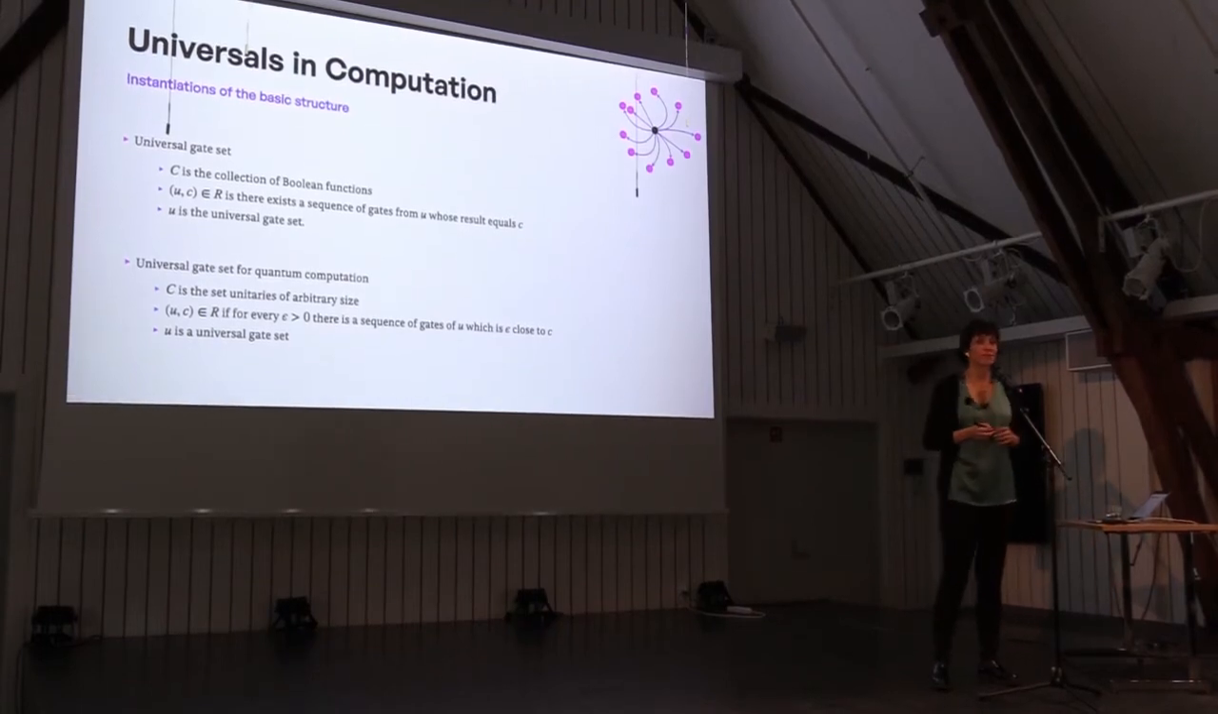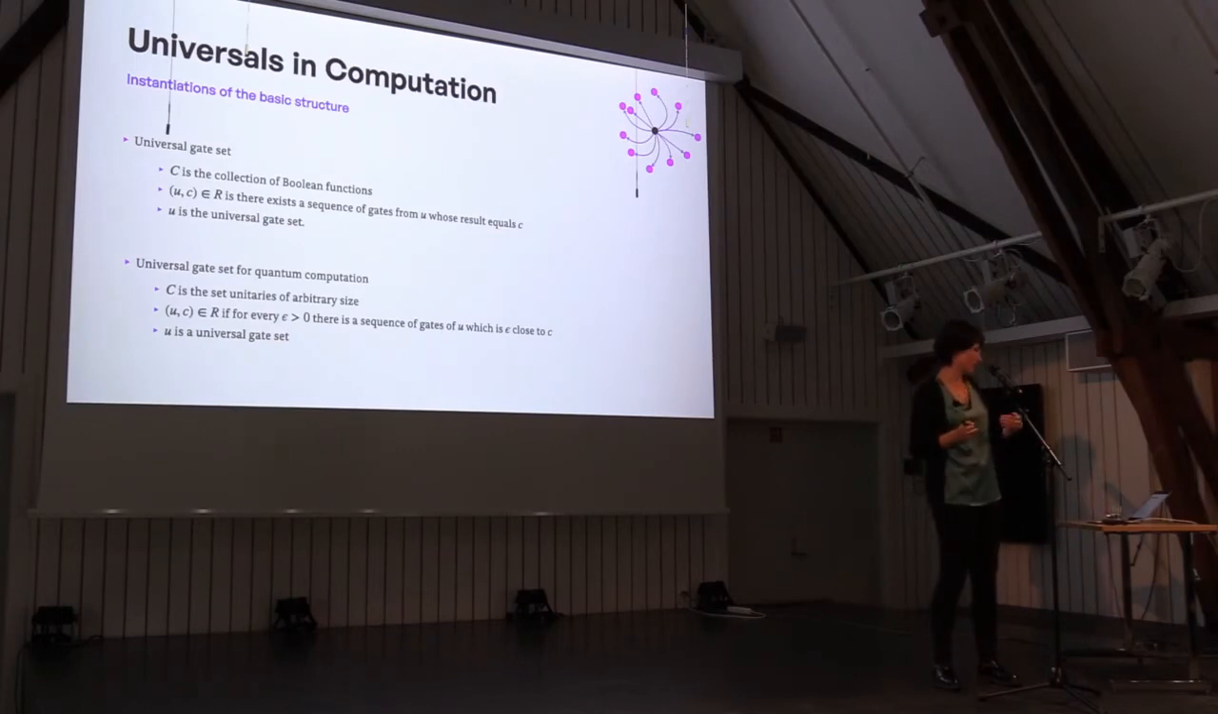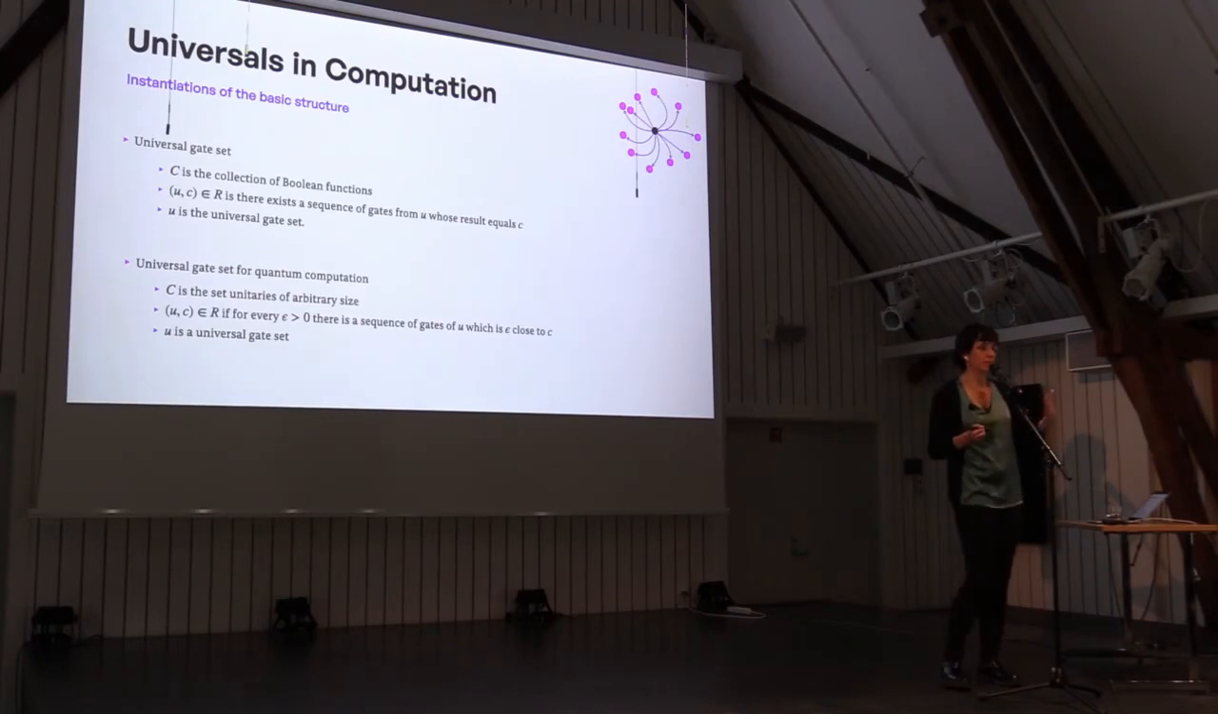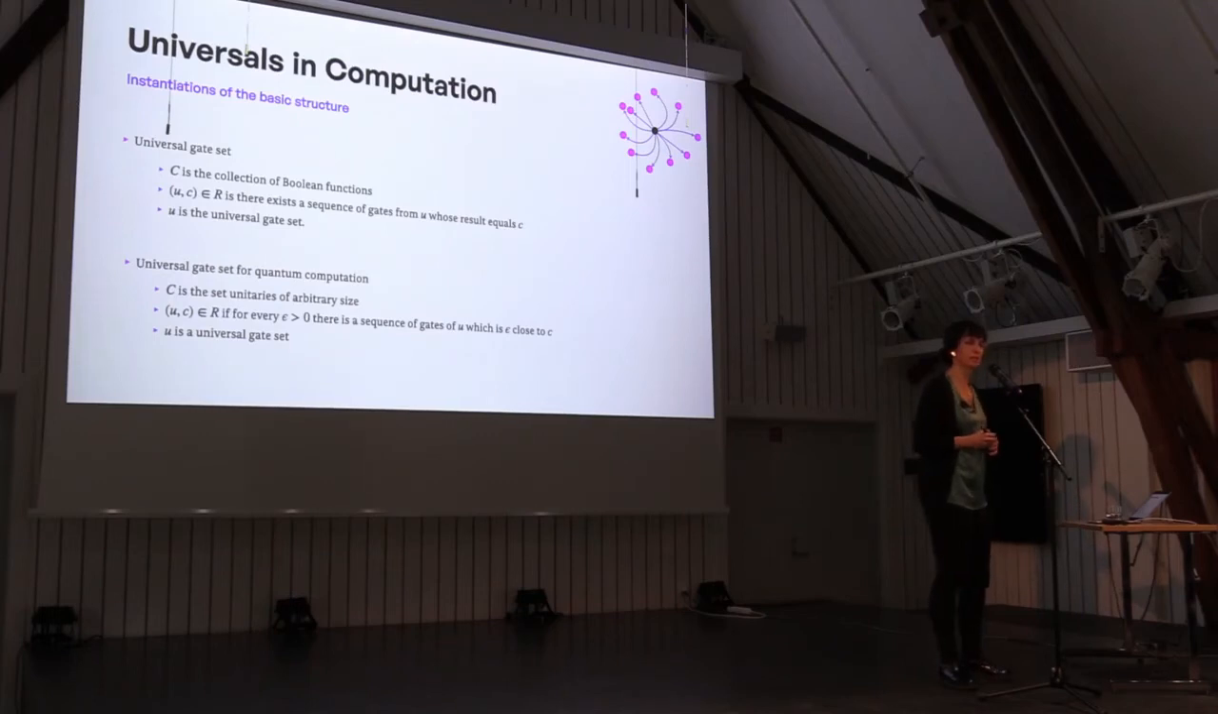For quantum computation, the universal gate set is a little different. So C is the set of unitaries of arbitrary size. R is the relation that says for every epsilon, there is a sequence of gates in U which is epsilon close to C. And U is a universal gate set. Of course, these measures of epsilon close will depend on the details. There are theorems saying how they can be, but that's in essence, again, the relation.